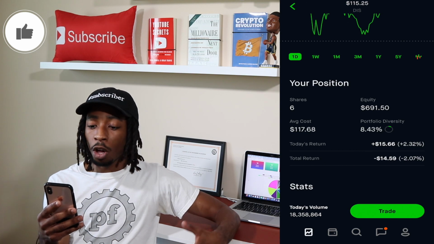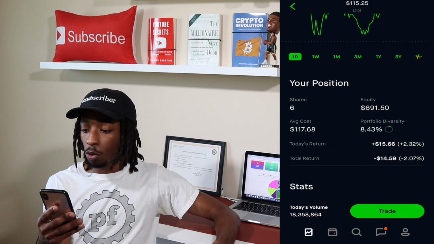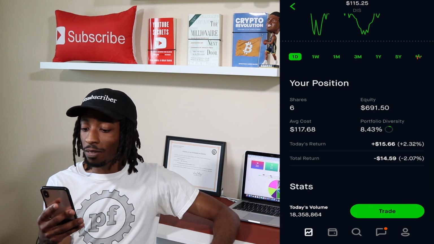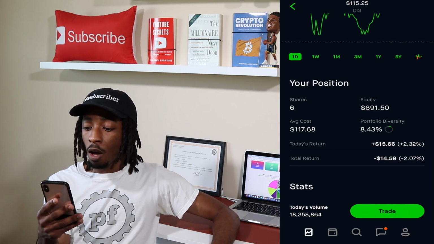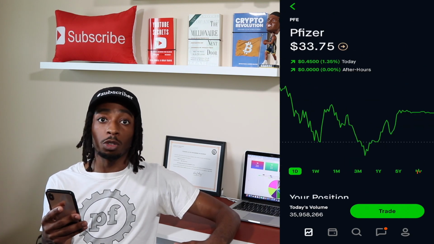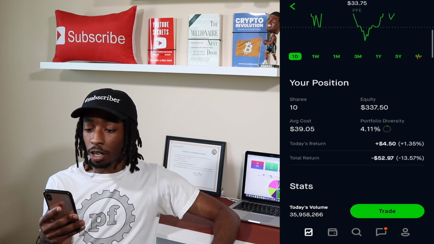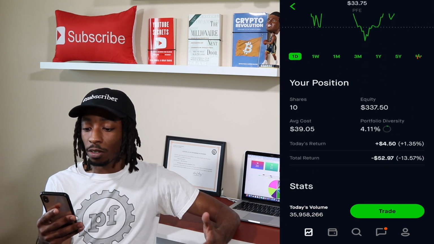The average cost, $117.68, which gives me a total return. I am down at 2.07%, which is equivalent to 14.59%. Moving over to Pfizer, this is one of the largest healthcare companies in the world. Moving down, 10 shares, average cost $39.05.